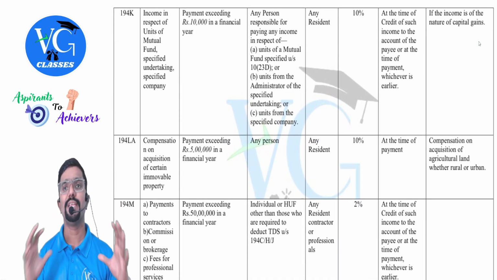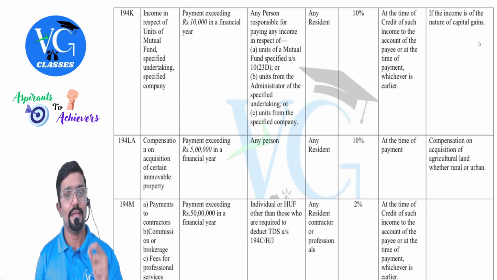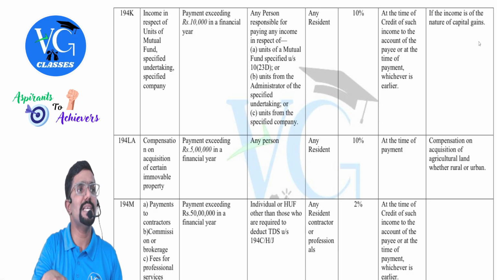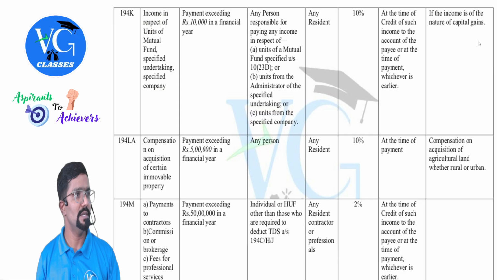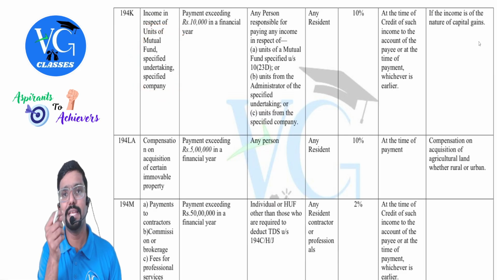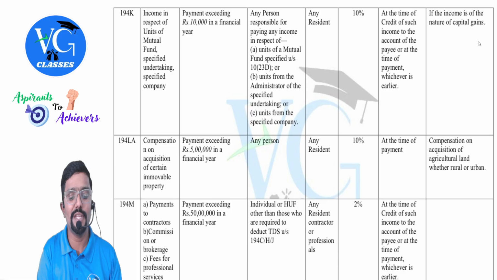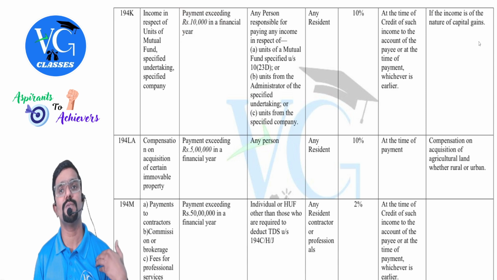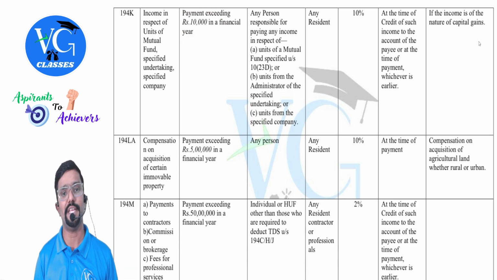Next, 194K. Okay. Income in respect of units of mutual fund, specified undertakings or specified company. Guys, assessee has invested in the units of any of this and is getting the income on that. Should the payer deduct TDS? Yes, if the income is more than 10,000. Amendment: if the income earned by the assessee is more than 10,000, then the payer has to deduct TDS.